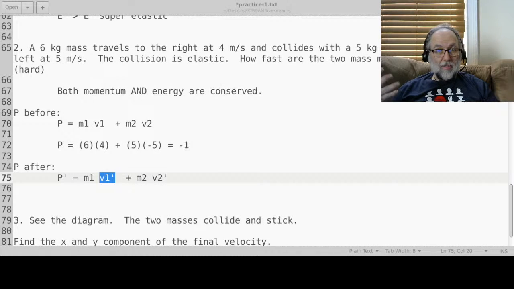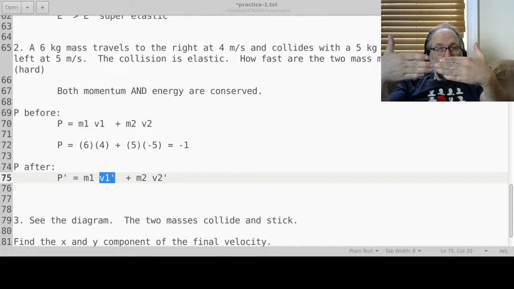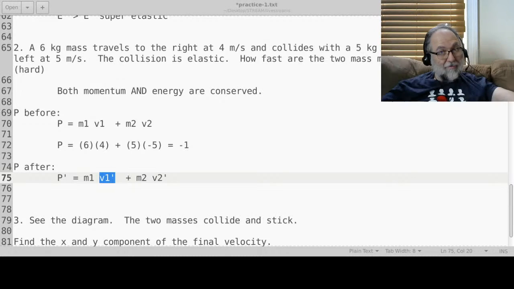Now, that little prime there, that's important because those are actually different numbers. Even though the symbols look the same, doesn't mean the numbers are the same at all, or even close. So V1 just means the velocity of number 1 before, and V1 prime means the velocity of number 1 after. Of course, before, the velocity of the 6 kilogram is positive. After, it's probably going to be negative. In fact, I know it's going to be negative because I solved it.